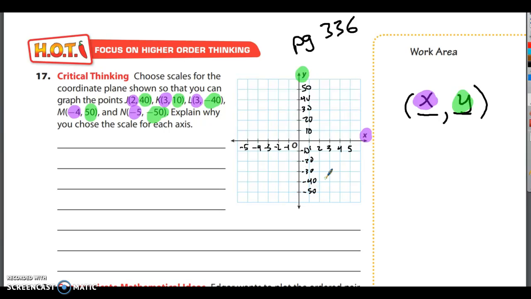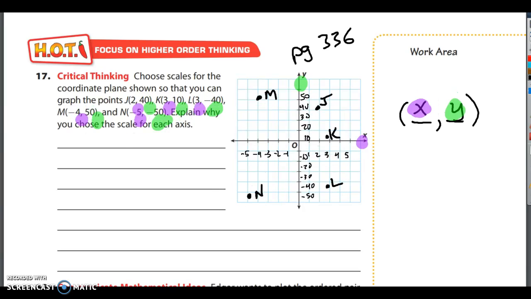So the first thing I can do, it says choose scales. So I can choose the scales and explain why, but I also have to graph these points. Maybe I'll graph the points real quick, and then I will explain. So over 2 up 40, that's point J. And then K is over 3 up 10, that's right here. L is over 3 down 40, it's right here. Oops, I forgot to label K. And there's L. M is negative 4 to the left and up 50. And N is negative 5 and down 50.